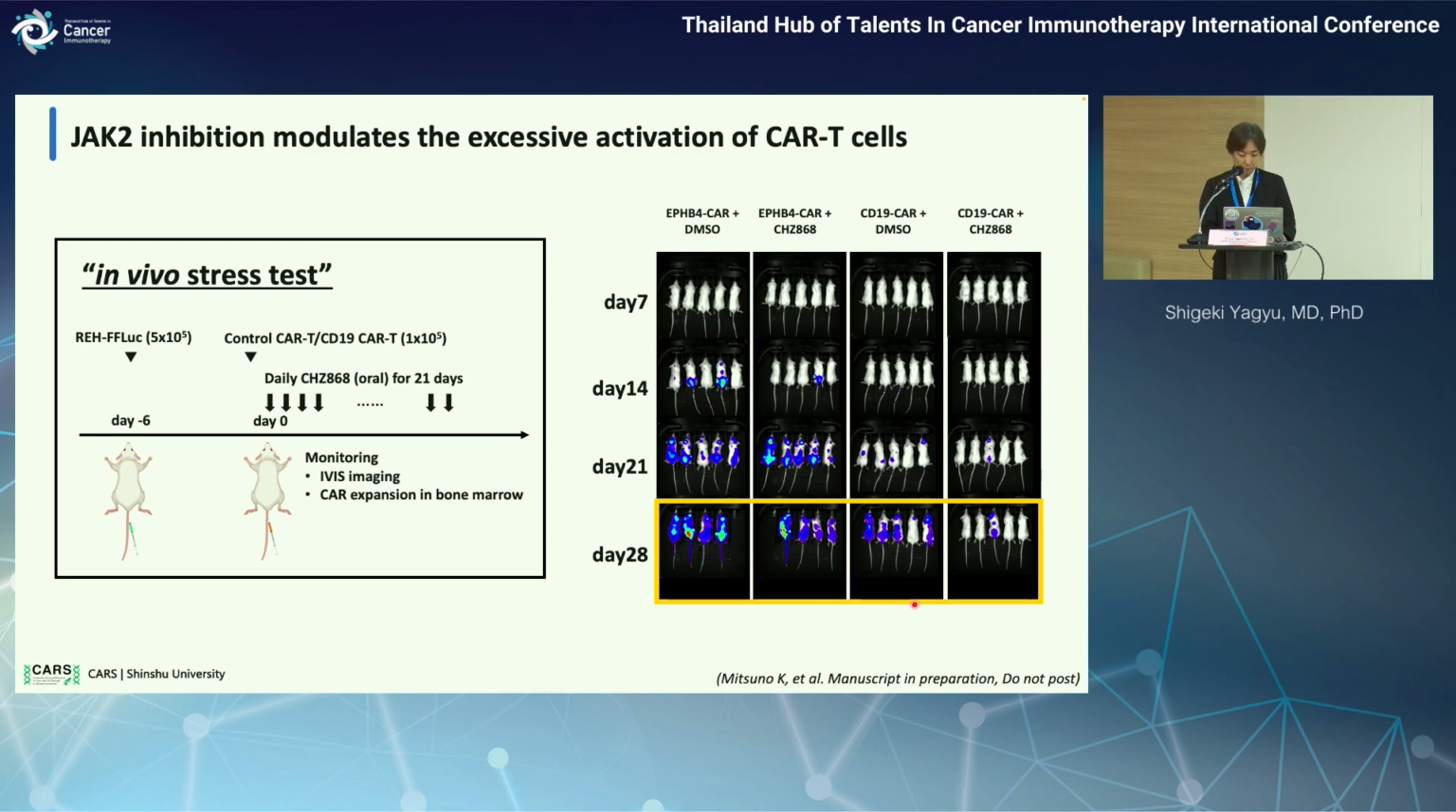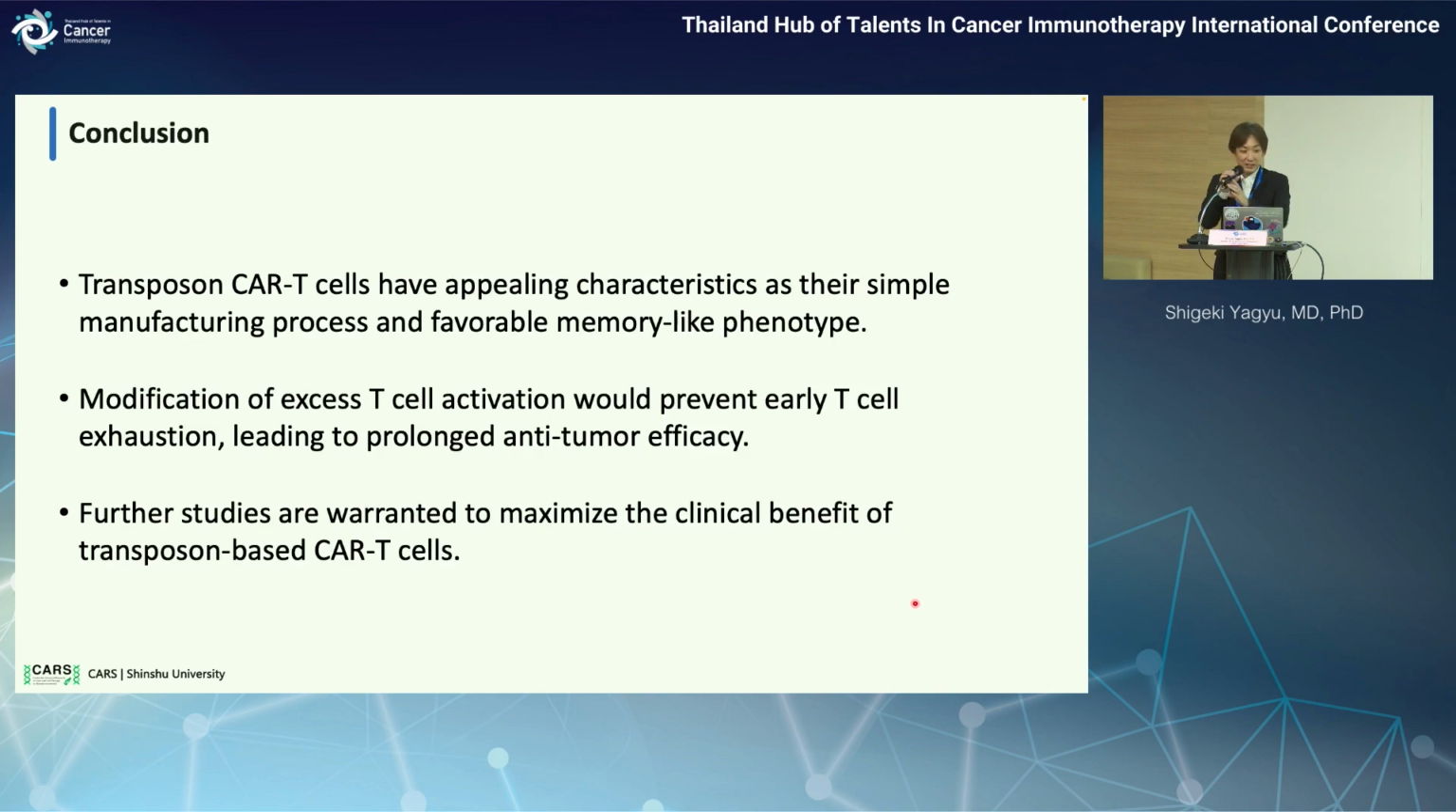So in conclusion, the transposon CAR T cells have appealing characteristics such as their simple manufacturing process and favorable memory-like phenotype. And the modification of the excess T-cell activation would prevent early T-cell exhaustion, leading to a prolonged anti-tumor efficacy. And obviously, further studies are warranted to maximize the clinical benefit of the transposon-based CAR T cells.